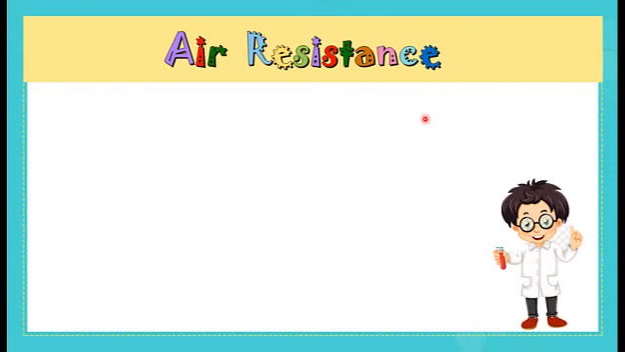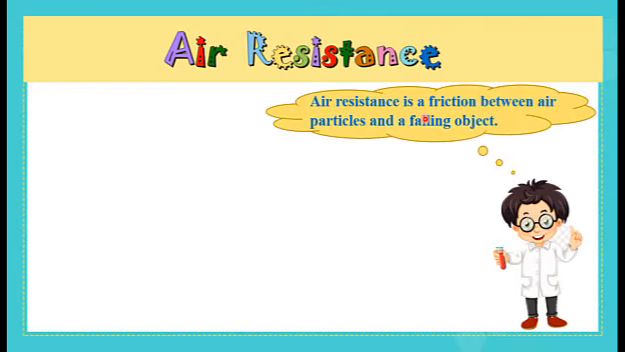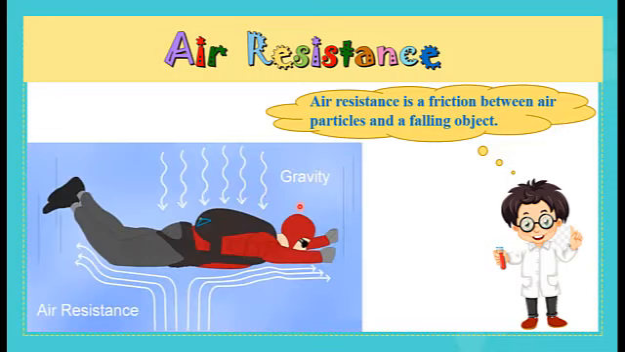Air resistance. Air resistance is a kind of friction. Air resistance is a friction between air particles and a falling object. Like friction, air resistance acts in the opposite direction to the movement of the object. So, air resistance always tries to slow down the moving object.